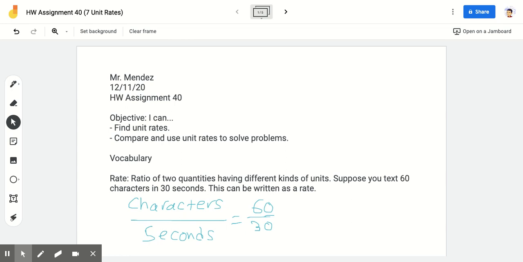Homework 40. Today's objective: I can find unit rates, and I can compare and use unit rates to solve problems. So let's get right to that first part of vocabulary.